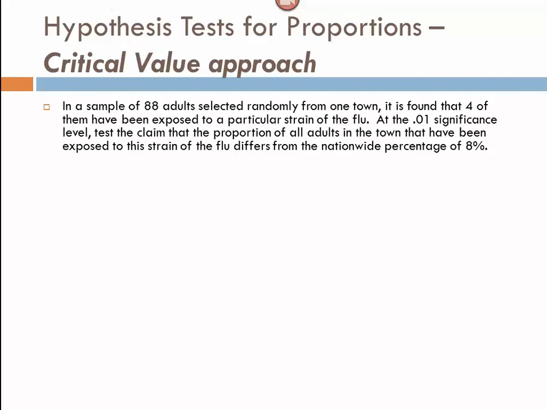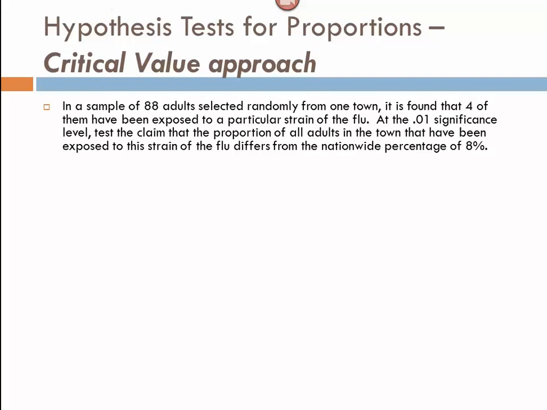So let's run a full-on hypothesis test using a critical value approach for a proportion. In a sample of 88 adults selected randomly from a town, it's found that 4 of them have been exposed to a particular strain of the flu. At the 0.01 significance level, test the claim that the proportion of all adults in the town that have been exposed to the strain of the flu differs from the nationwide percentage of 8%.